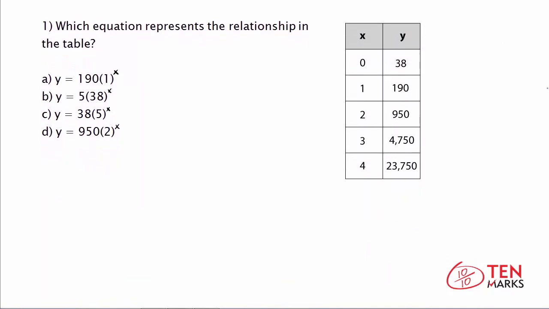Here you're given a table and you want to identify which equation represents the relationship that you have in the table. Now, these are all exponential relationships, so we want to think about the general form again, right? y equals a times b to the power of x, where a is the initial value, and the initial value is when x equals 0. So that's one thing we need to consider. The other thing is we need to think about the growth factor, right? So b represents the growth factor. To find b, you divide each y value in the table by the previous y value.